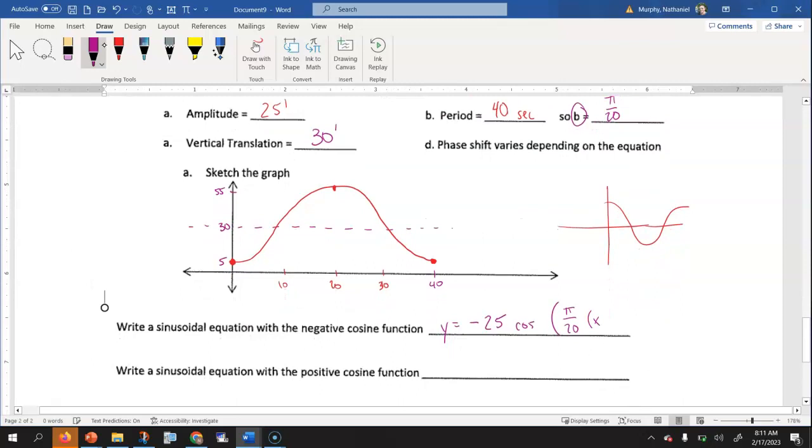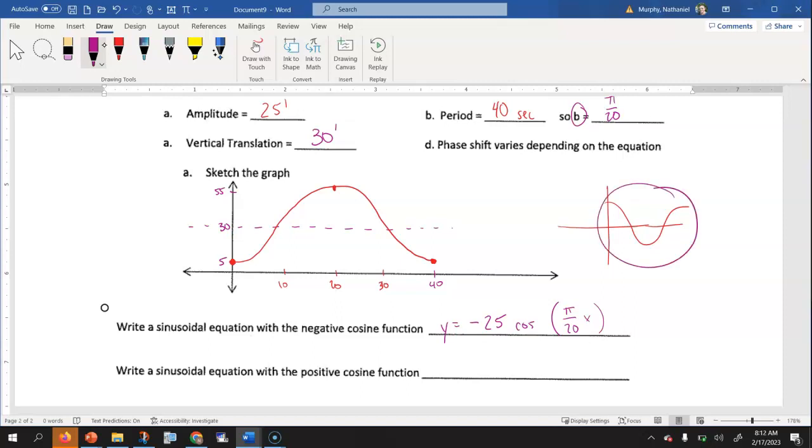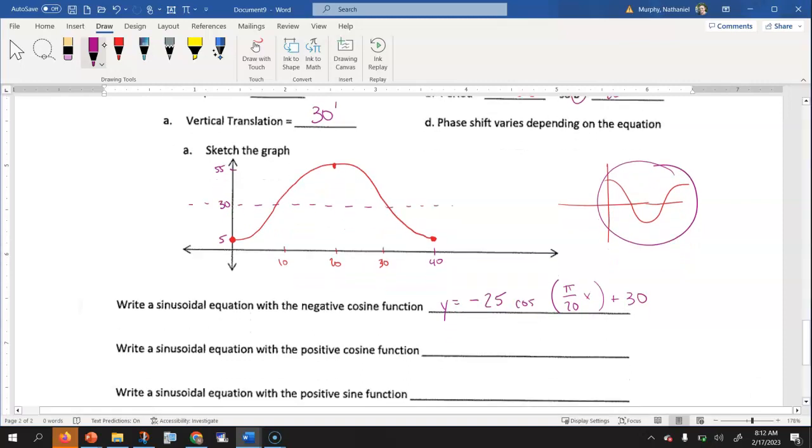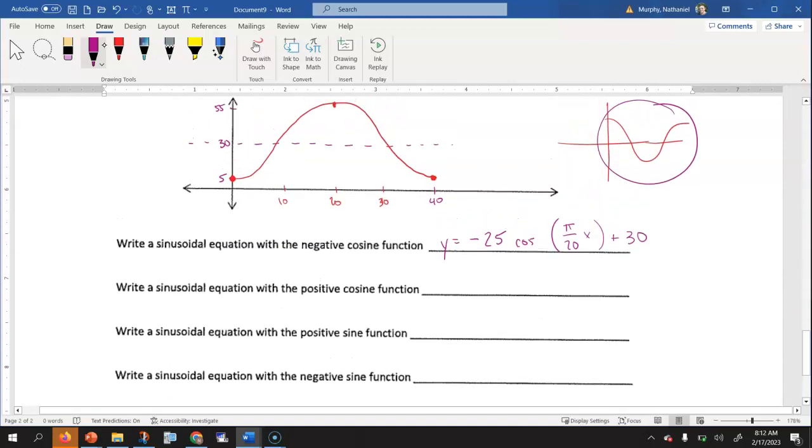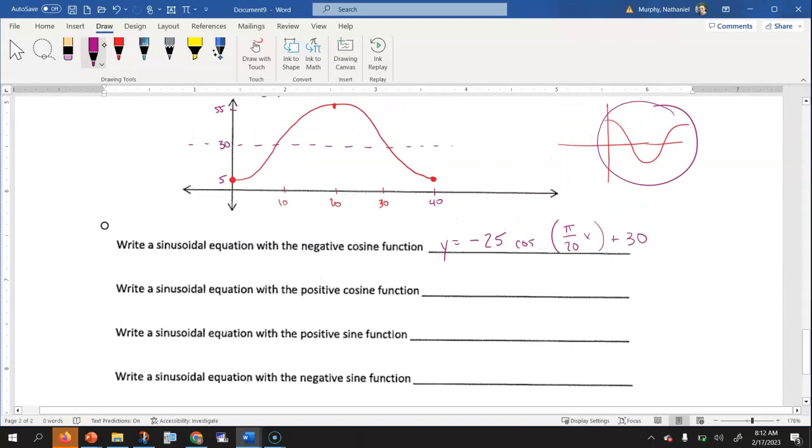And now let's talk about our phase shift. There is no phase shift for this one if we just leave it like this. So I'm just going to erase this and say pi over 20 times x, because comparing this one to the graph that we have, it hasn't been moved horizontally at all. But it has been moved up vertically, and that has been a distance of 30 feet.